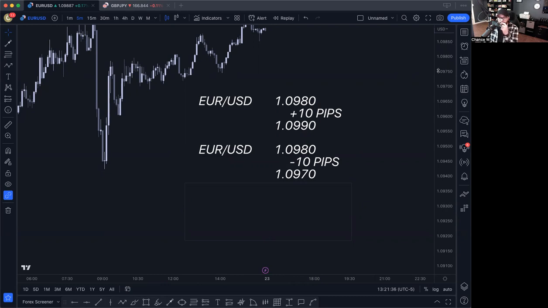Even on the scale over here on the TradingView chart, you can see that there's 5 decimal places. There's a reason for that. And don't be confused. It's the 4th decimal place that you're looking at to find the value of the pip.